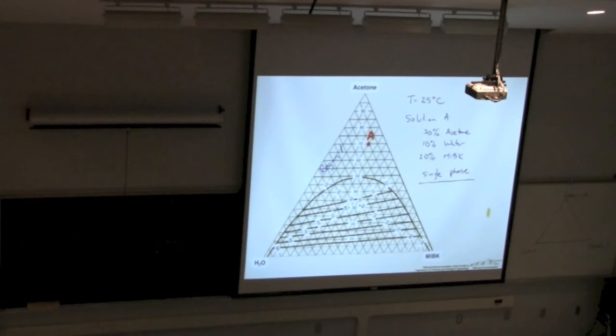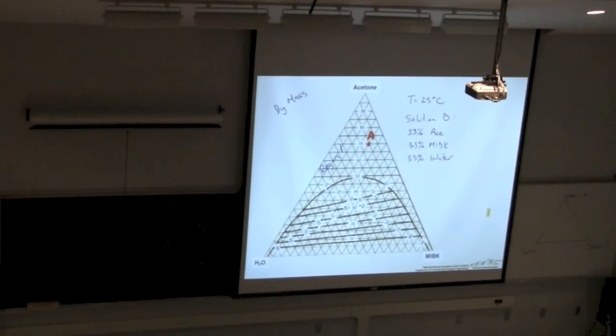So let's make up a solution that might do that. Let's say solution B is 33% by mass. Again, all of this is by mass. 33% acetone, 33% MIBK, and 33% water. Otherwise, an equal mass ratio of all three species.